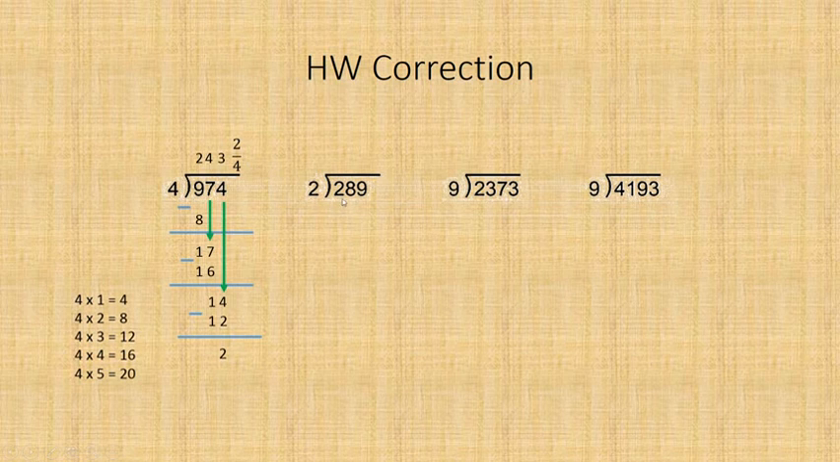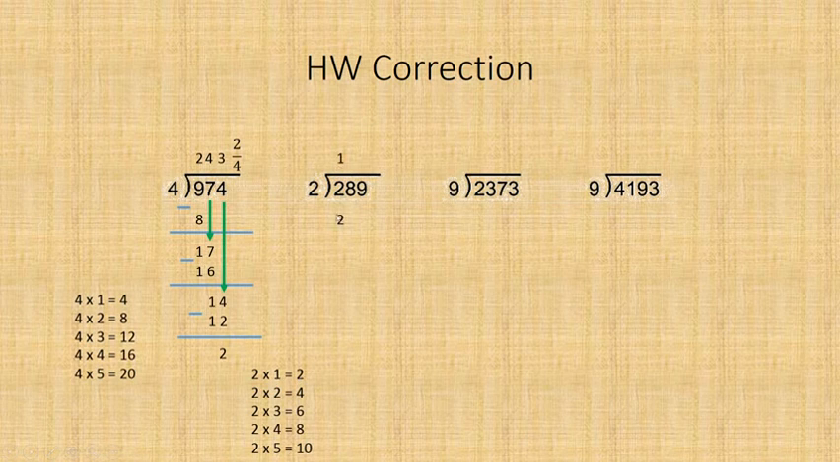Okay, let's go there. 289 divided by 2, so write down the table of 2 and start to divide. 2 divided by 2, where is 2 in the answers of the times table of 2? Here. I'm putting it down and take the 1, put it up. And then subtract. 2 minus 2 is going to be equal to 0. And bring down the next digit, which is 8.